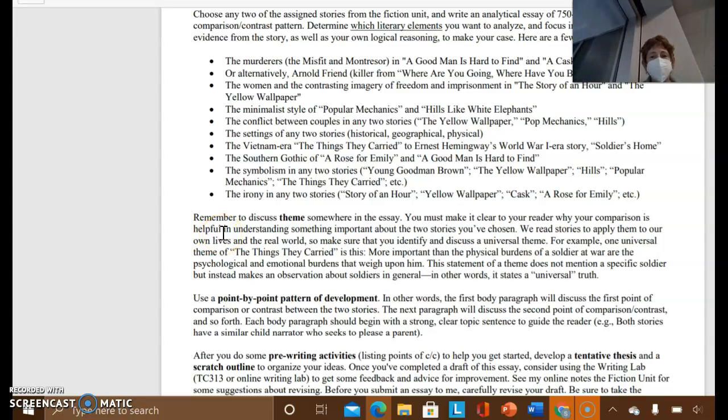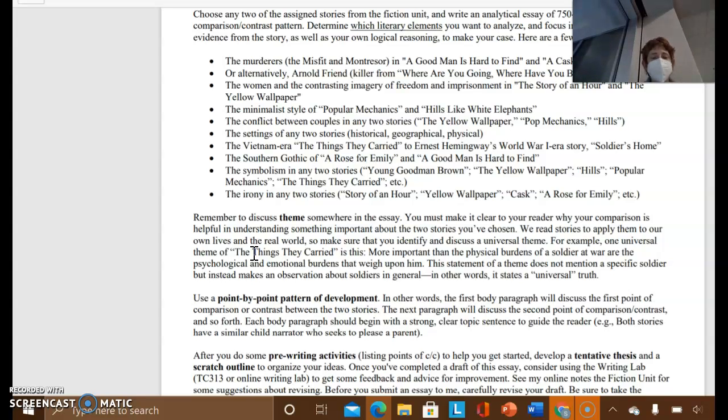You must make it clear to your reader why your comparison is helpful in understanding something important about the two stories that you have chosen. We read stories to apply them to our own lives in the real world, so make sure that you identify and discuss a universal theme. In other words, it states a universal truth.